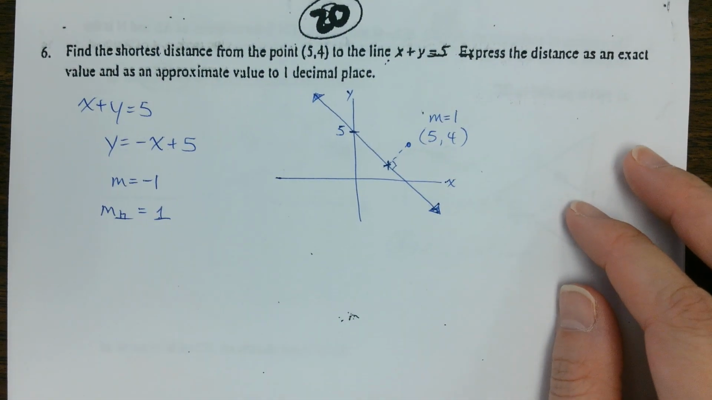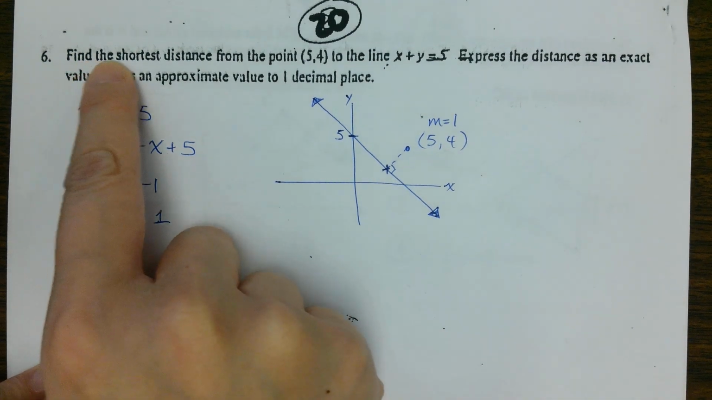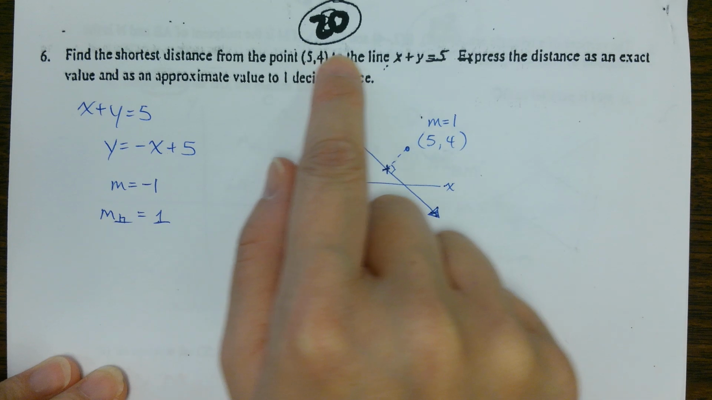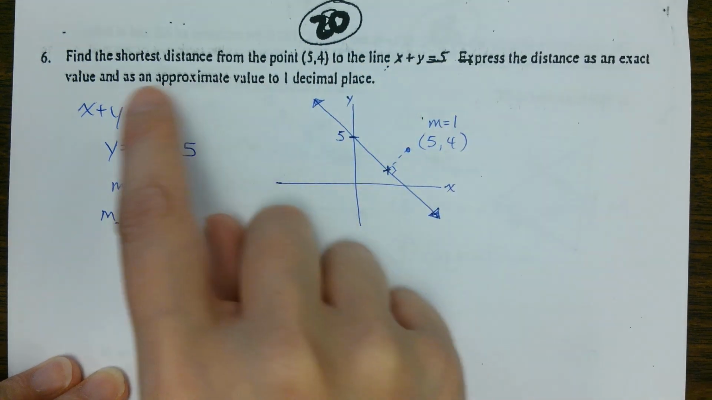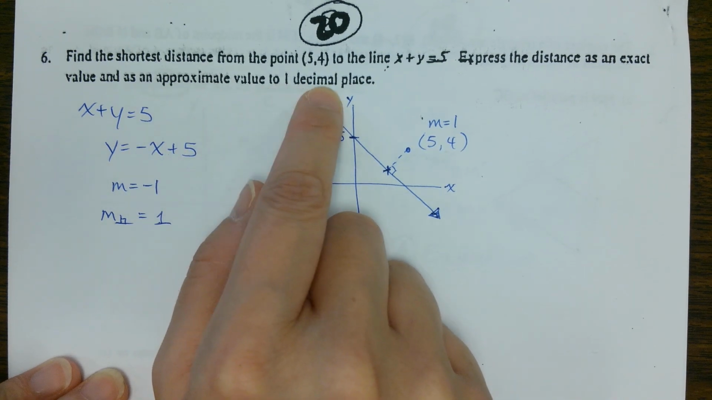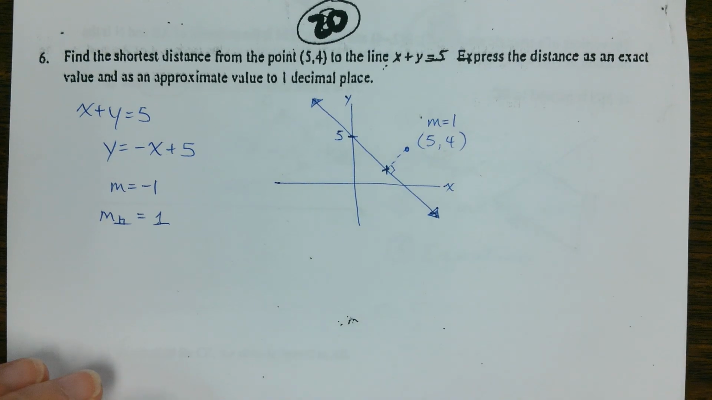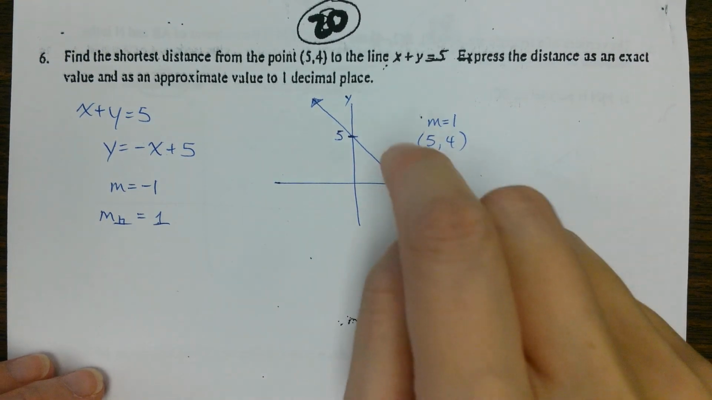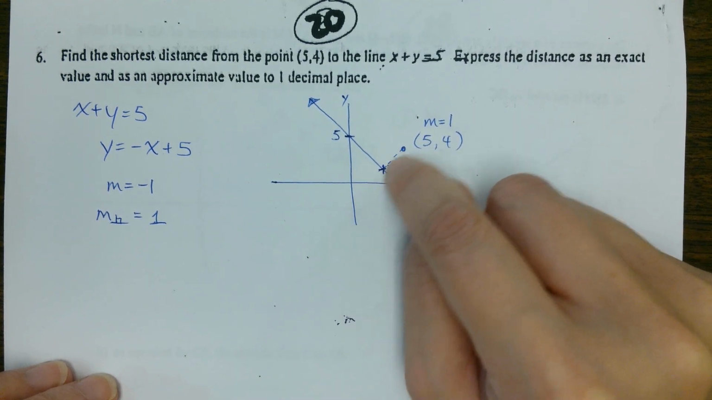Okay, and then this last question. This last question is a very interesting question. I like this question, so I want to take this one up. Find the shortest distance from the point to the line x plus y equals 5. Express the distance as an exact value and as an approximate value to one decimal place. So just like when we did the circle properties, your shortest distance is always the perpendicular distance.